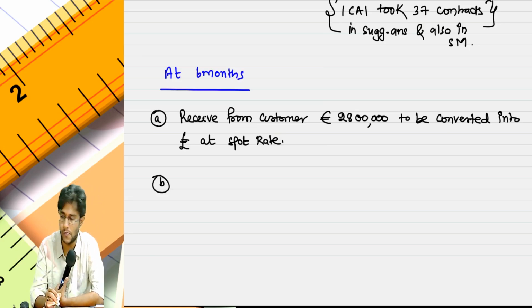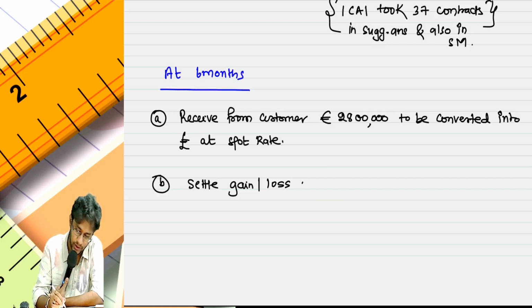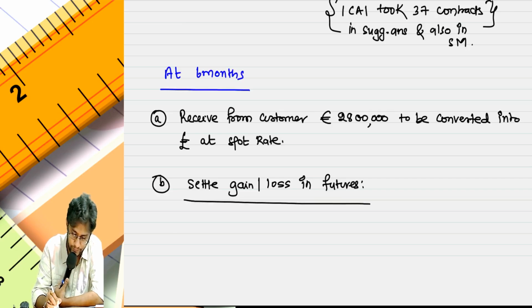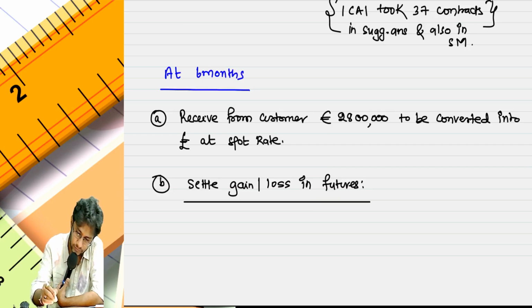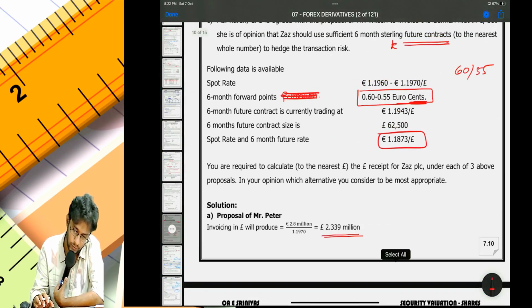B point. What else you have to do? Settle. This time you need not exit and run away, because this is not premature settlement. Settle gain or loss in futures. So we took long at 1 pound is equal to euro 1.19, what was that? 1.1943.